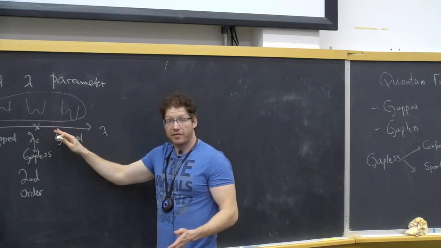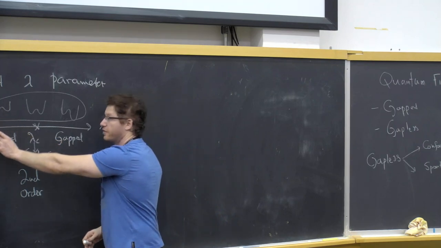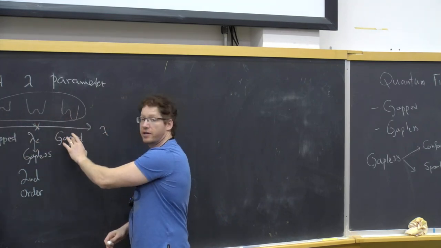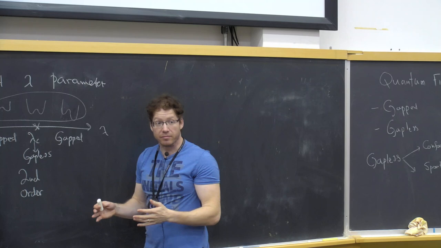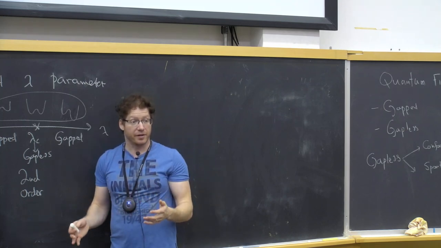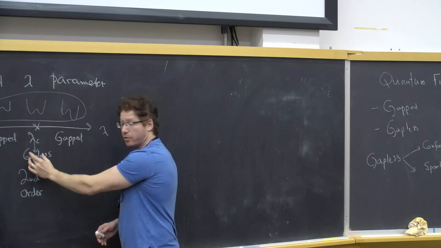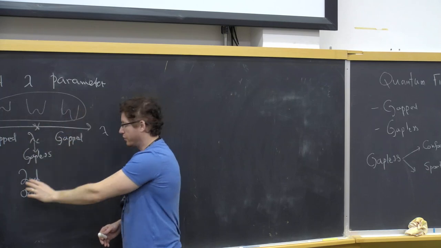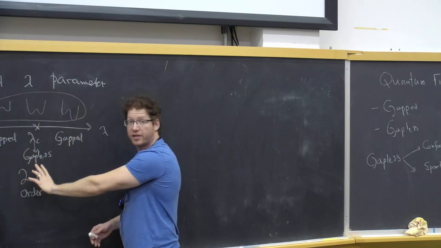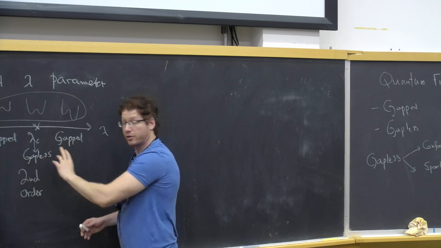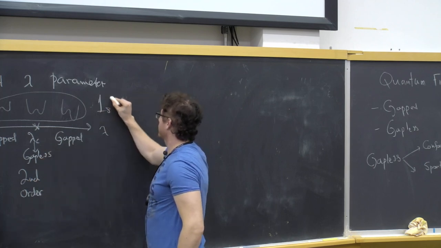And it so happens that the true vacuum here is this one, and the true vacuum here is this one, and they may not be the same. So they may have completely different properties. But the transition does not involve a gapless mode. This is called the first order transition. While when the transition involves a gapless mode, this is called the second order transition.